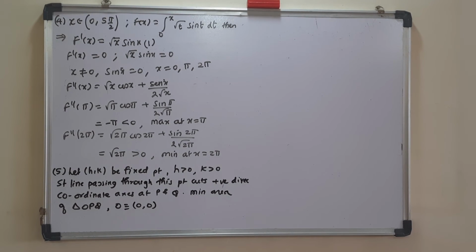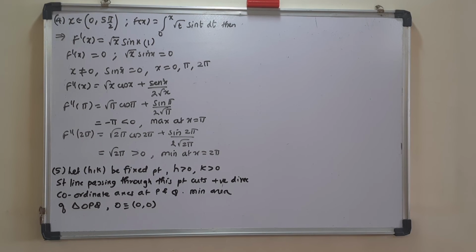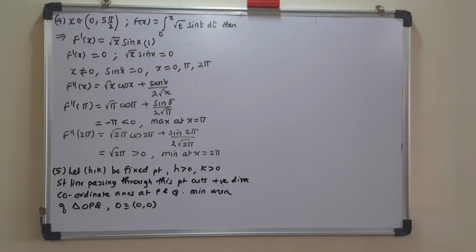Now let us go to the question which I have written here. Let h, k be the fixed point. Very important thing is that both h and k are positive, that means it obviously lies in quadrant number 1. That is the most important condition which is given to me. A straight line passing through this point cuts the positive direction of both coordinate axes.